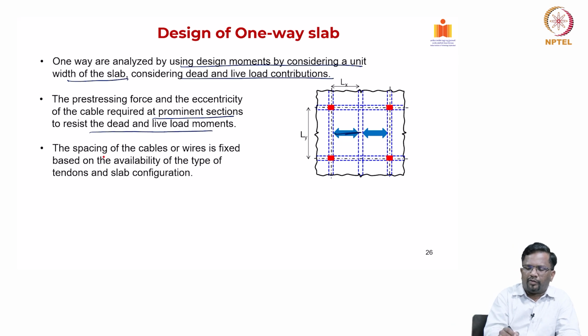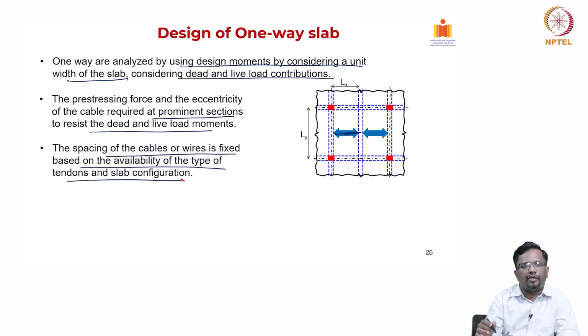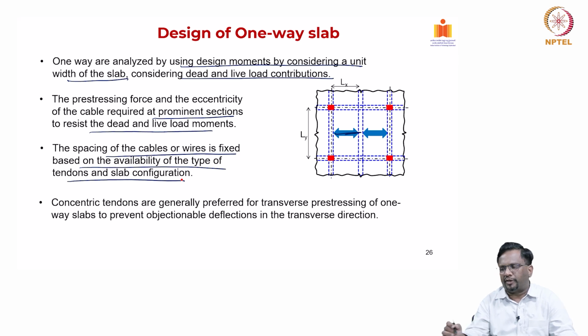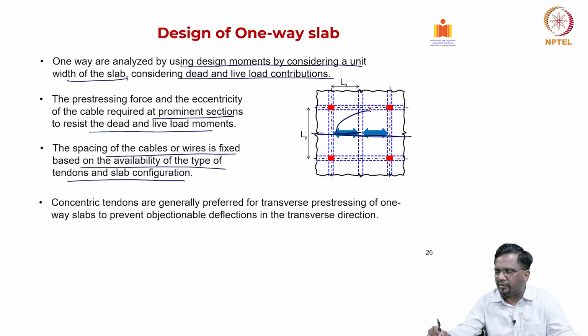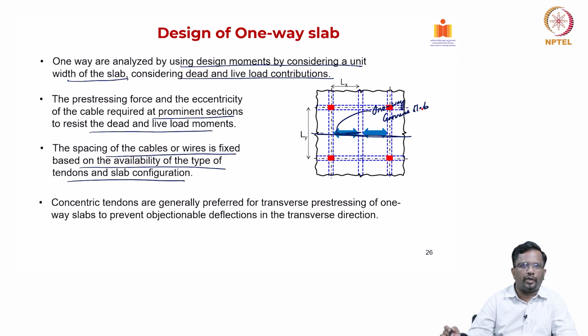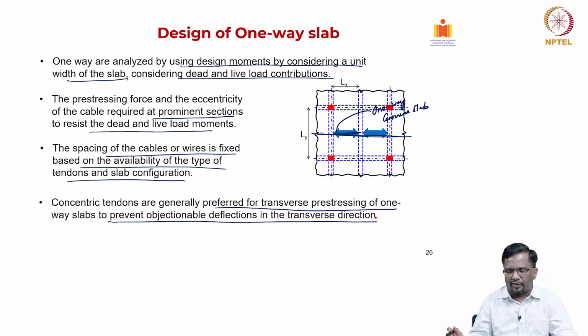The spacing of the cables or wires is fixed based on the availability of the type of tendon and the slab configuration. So, for example, this slab, if you take it, it is a one-way continuous slab, right. The concentric tendons are generally preferred for transverse pre-stressing of the one-way slabs to prevent objectionable deflections in the transverse direction, right.